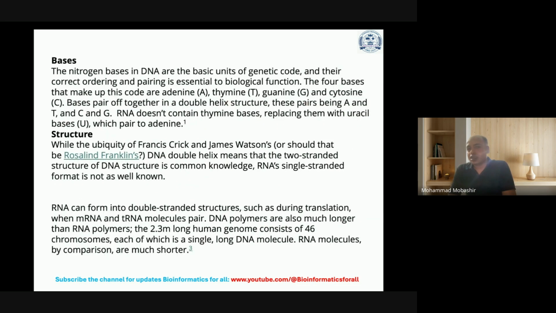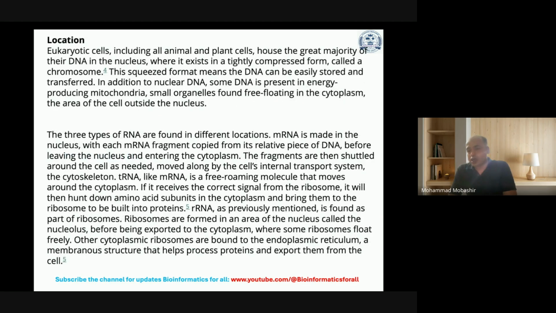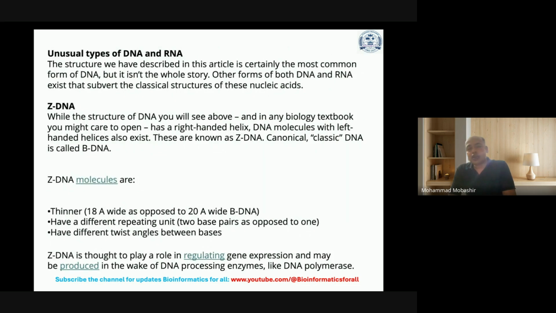Now, bases: you have clearly understood what bases are present in DNA and RNA. Now the location is different. DNA is located in the nucleus, while RNA location will vary depending on the type of RNA. Now there are different types of DNAs, that is, unusual types of DNAs and RNAs.